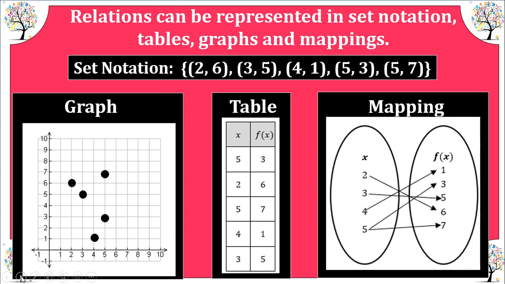Here are different ways that we're going to represent relations and functions. We're going to note them as set notation or ordered pairs. Then we can see them in a graph, in a table, and a new representation you may not have seen, and that's a mapping. Now, all four of these representations are the same relation. So you can see we have 2, 6, 3, 5, and so forth, and that is the same values as in our table and our graph and our mapping.